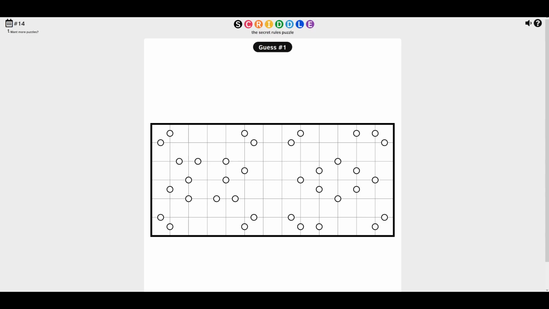Alright, I lied. I lied in the last video. I've actually got time for one more Scriddle before I go away. This is Scriddle number 14.